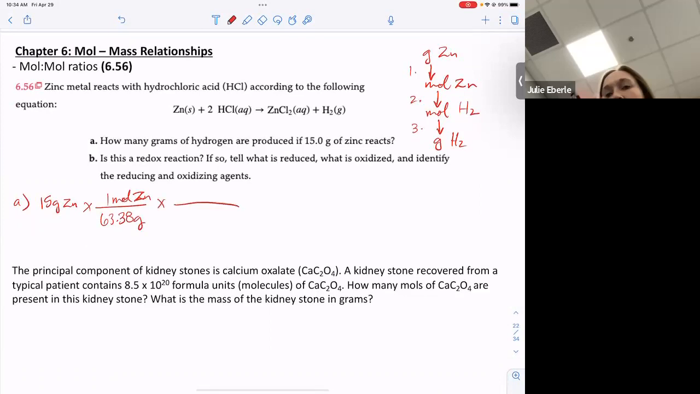Now we need the mole ratio. So this was step 1, divide by the molar mass of zinc. Step 2, what is the mole ratio between zinc and hydrogen? 1 to 1. 1 mole zinc gives me 1 mole H2. That's really important. You don't forget that too. So this was step 2, plug in your mole ratio. Then for every 1 mole of H2, it's how many grams? It should be 2.016, I believe.